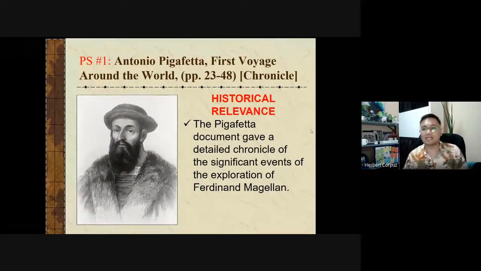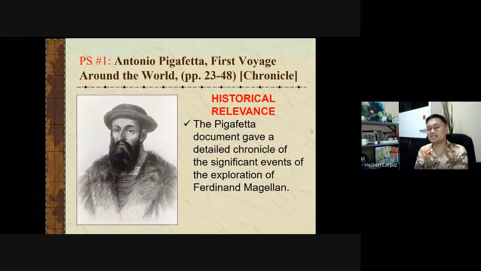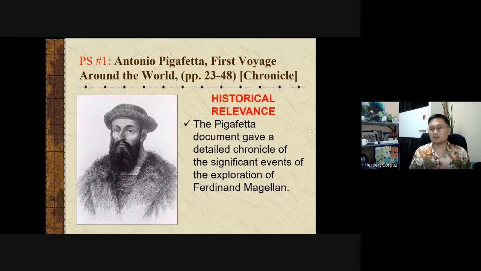Kasi paniniwala noon na ang mundo, ang daigdig daw ay flat, na kapag narating mo ang dulo, pwede ka bumagsak, okay, o pwede ka mahulog. Pero pinatunayan yan ni Pigafetta, ng Pigafetta Expedition, na hindi flat ang mundo, kundi hindi patag ang mundo, kundi ito ay globe. Okay?